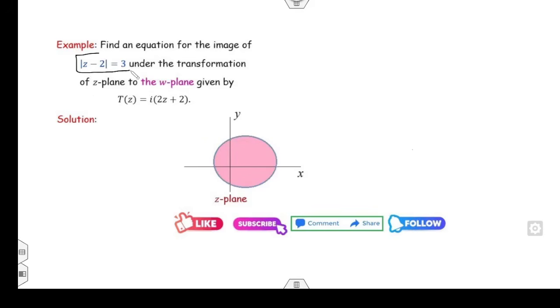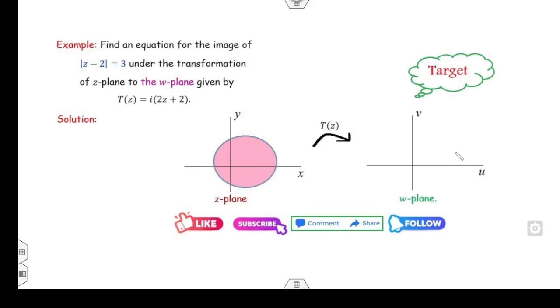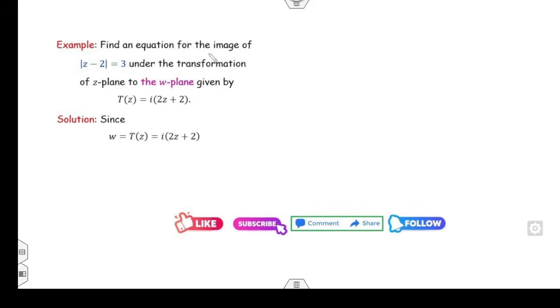This is the equation of the circle with center 2 and radius 3. Once you use the transformation, it will again be a circle. So let's start with finding the value of w. It will be w is equal to 2iz plus 2i.